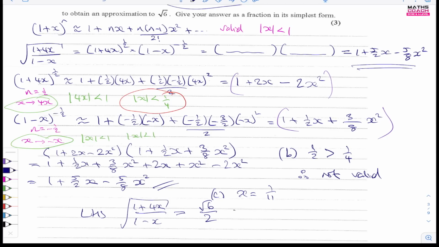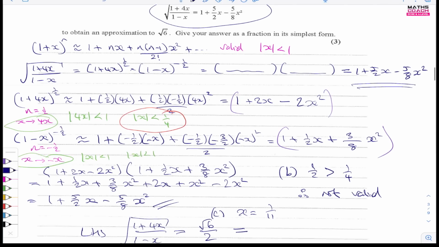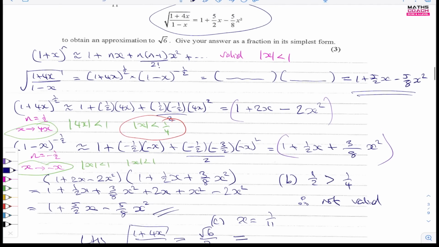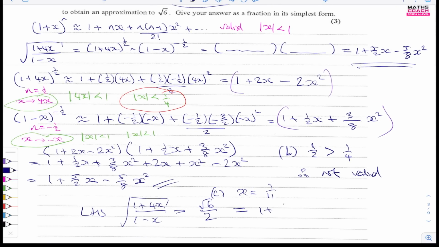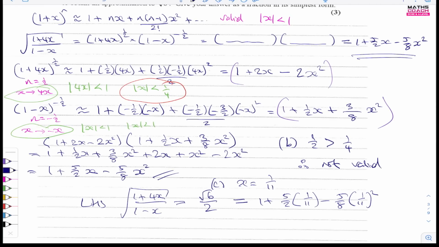And this has to equal the right side, which is your expansion with x equals 1 over 11 substituted in. So it'll be 1 plus 5 over 2x, which is 1 over 11, minus 5 over 8, and then 1 over 11 squared. I would say show this substitution. Don't just plug it into the calculator and give an answer, in case you get a wrong answer. By showing the substitution, you will at least get a method mark if that's available.